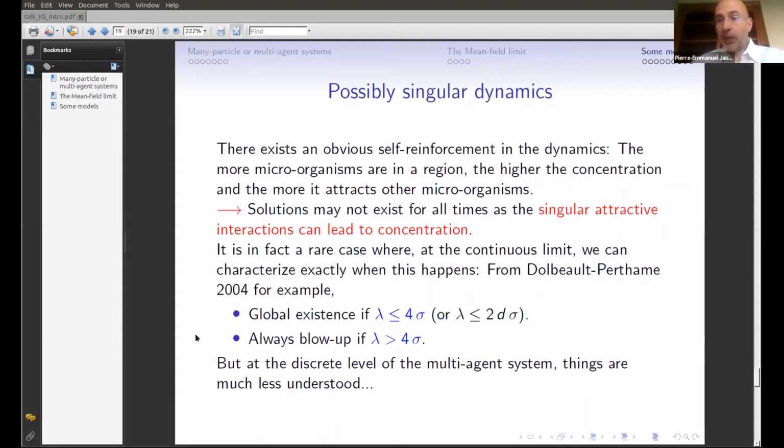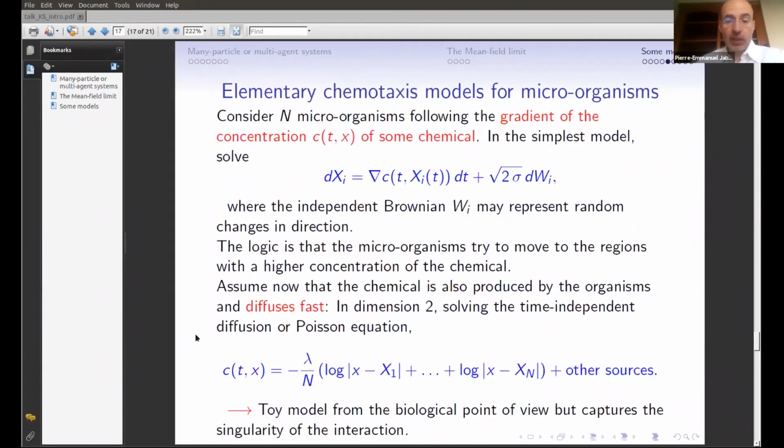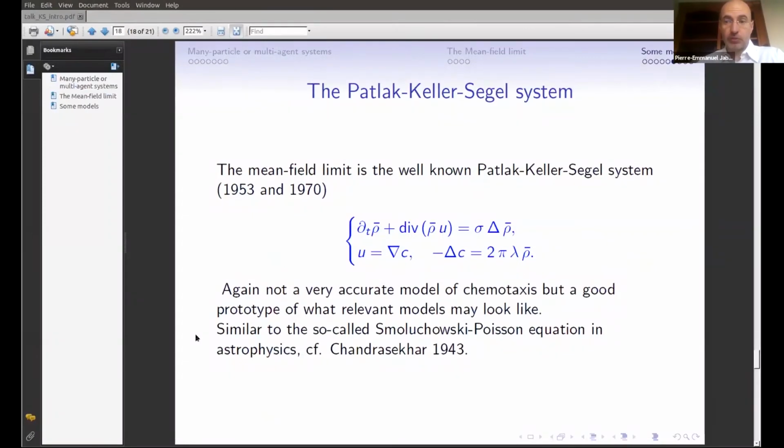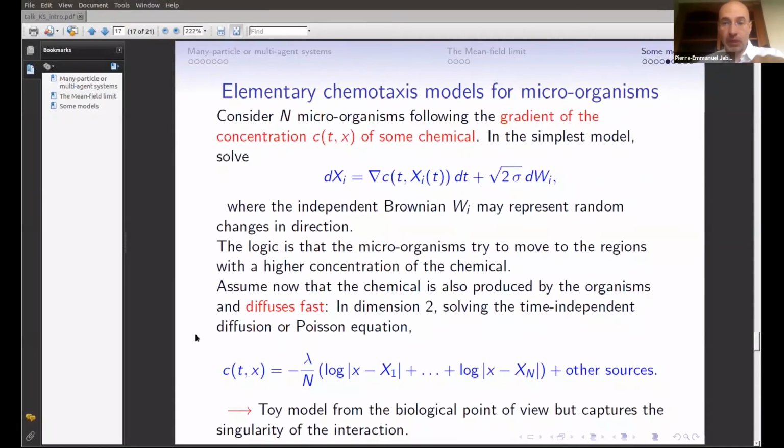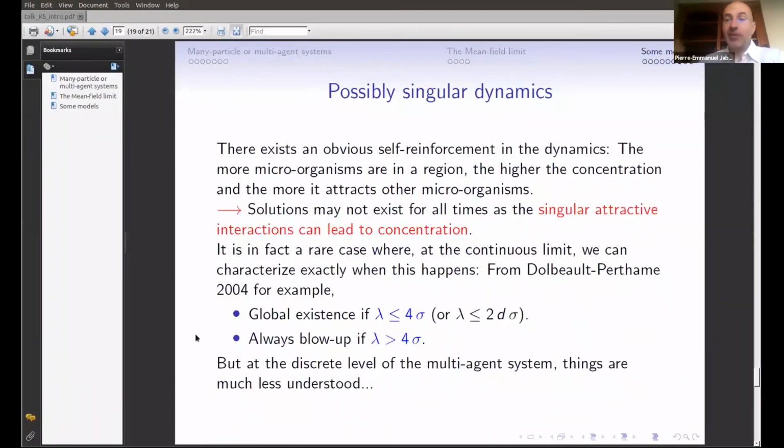Now, I should add that if I look at the same system in multi-D, still with a log interaction, so that's not Poisson anymore, starting in 3D and higher, so it's not this equation, it's this system and the mean field limit of this system, then I keep the same behavior, and now the critical parameter is 2D sigma instead of 4 sigma.